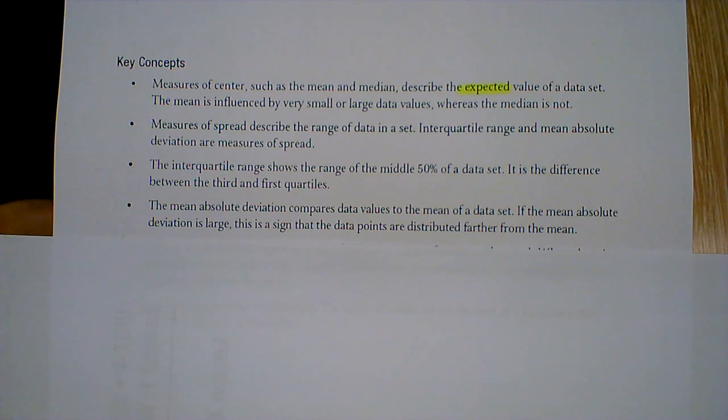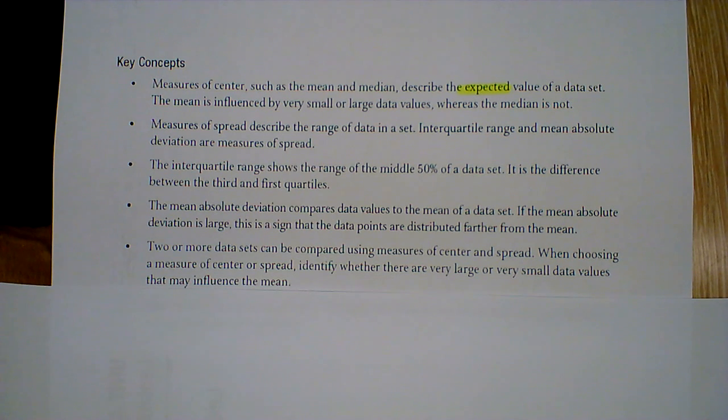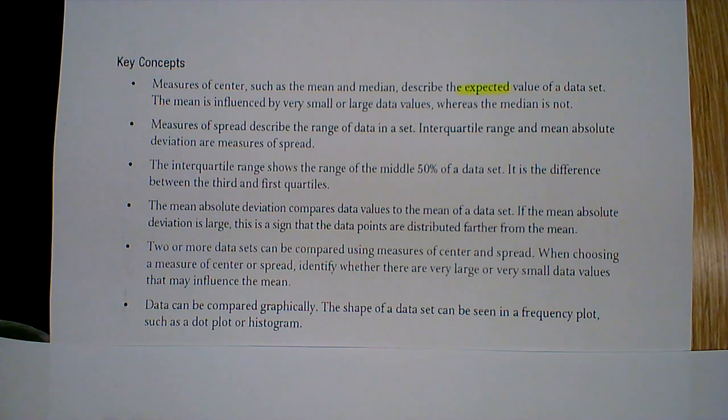The mean absolute deviation compares data values to the mean or the average of a data set. If the mean absolute deviation is large, this is a sign that the data points are distributed farther from the mean. So two or more data sets can be compared. We can use measures of center and spread. So when choosing a measure of center or spread, we have to identify if there are very large or very small data values that may influence the mean. And as we've seen, data can be compared graphically. The shape of a data set can be seen in a frequency plot, such as a dot plot or a histogram.